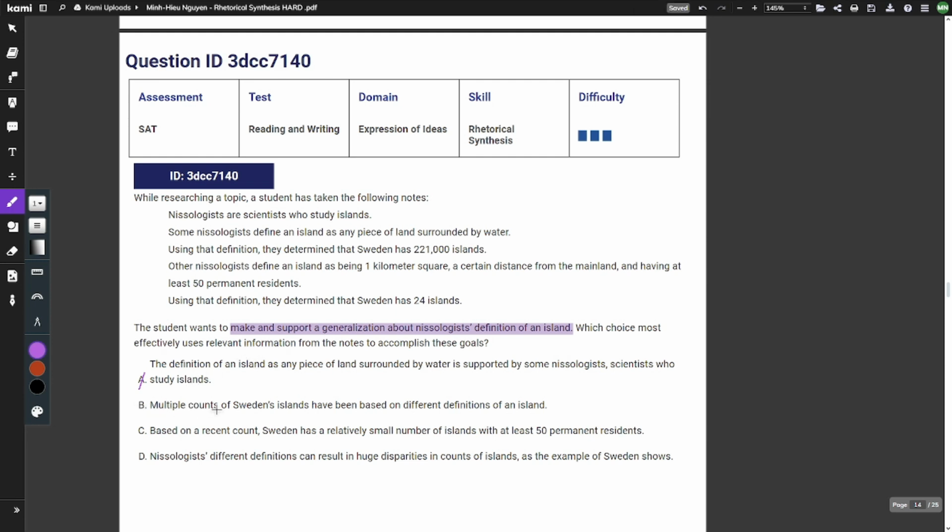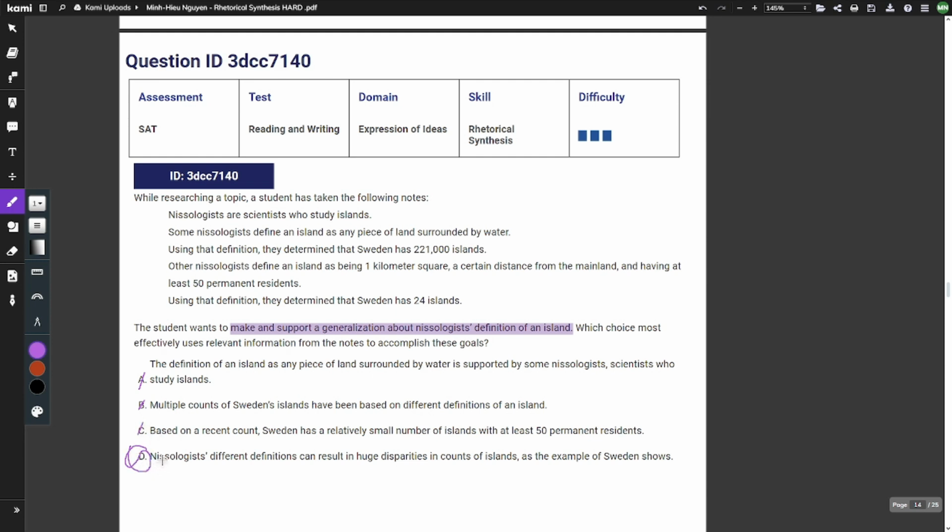B. Multiple accounts of Sweden's islands have been based on different definitions of an island. It talks about different definitions, but it doesn't straight up say what the nosologist's definition is, so it's not going to be B. C. Based on a recent count, Sweden has a relatively small number of islands with at least 50 permanent residents. Once again, just like with B, it doesn't say what the nosologist's definition is, so it's not going to be C. And lastly, we already know it's going to be D.